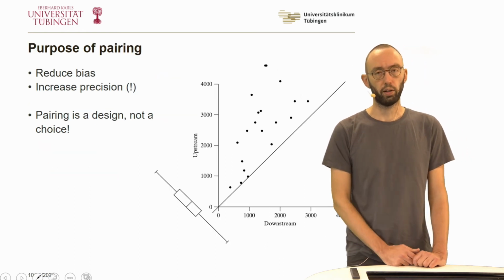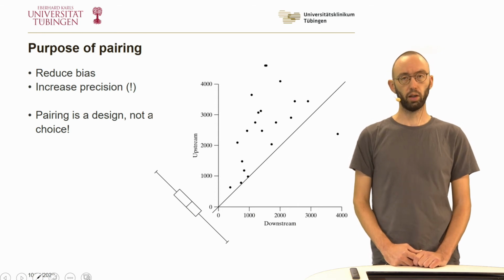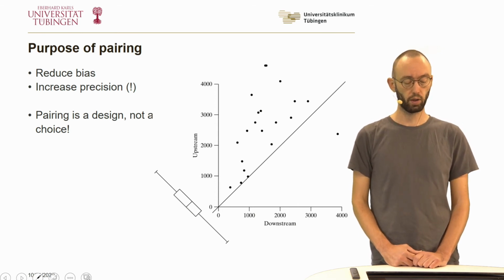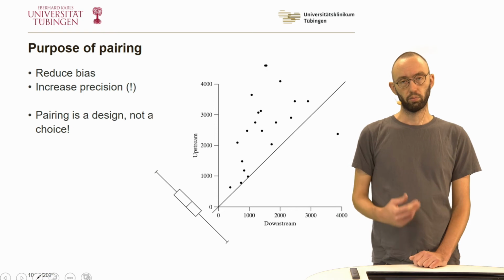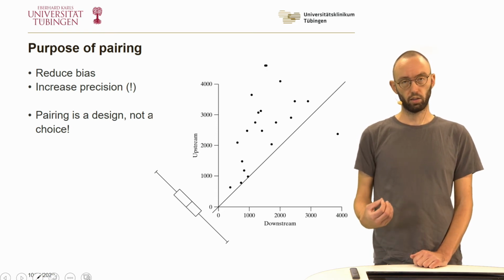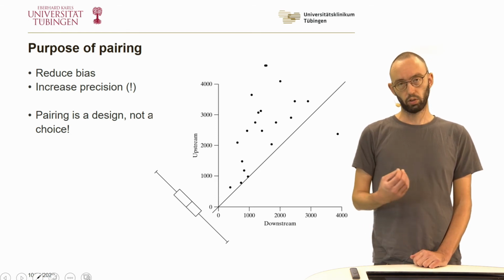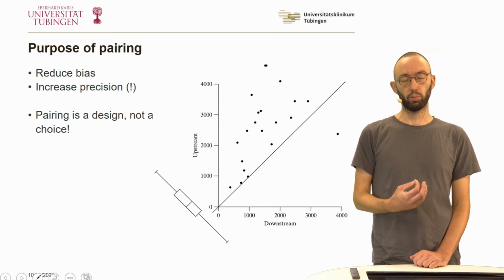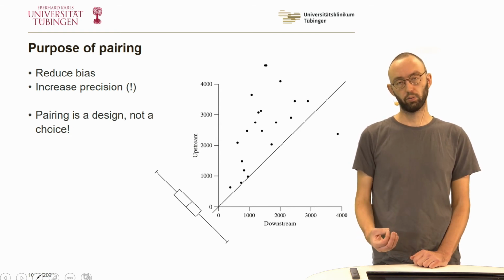So why do we do pairing? What is the purpose of pairing? Pairing can help to reduce bias, but more importantly, it increases our precision or can decrease variability. Pairing is always a design choice. It's not an analytic choice. So if you have not collected data in a paired design, you cannot choose to use a paired analysis later.